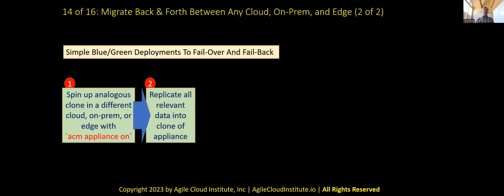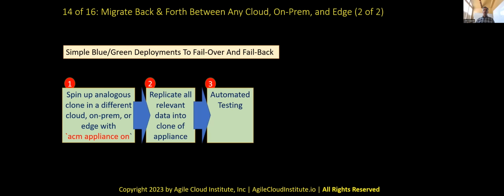From that, the next step is you replicate all of the relevant data into the new clone of the appliance using whatever data replication tools you already use normally in your organization, tools like Kafka or Veeam or other tools. And then you move to the automated testing phase, where after everything's been spun up into the new environment and all the data's been sent in, you run all of your normal automated tests.